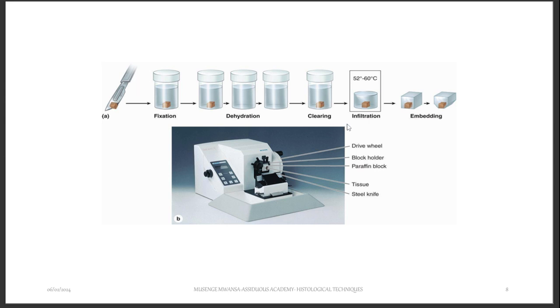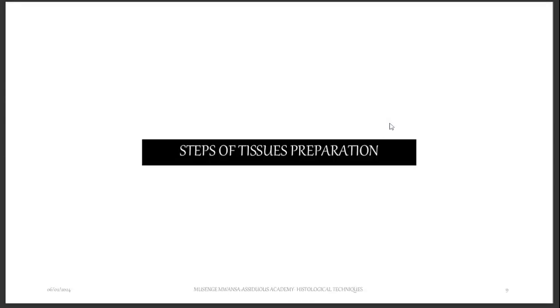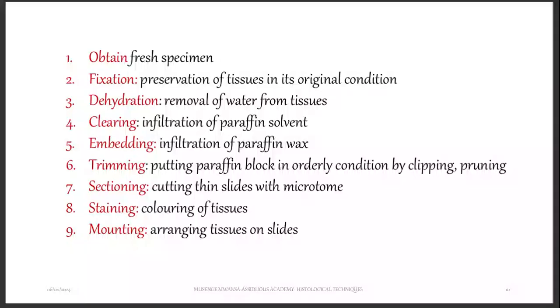Okay, you can see the way they are going like that. So what are the steps of tissue preparation or the stages? The first thing that you do is you first obtain a fresh specimen. You are getting this specimen from the animal that you want to study or the human body, right? Once you get that specimen, you don't let it stay like that because it can get destroyed.